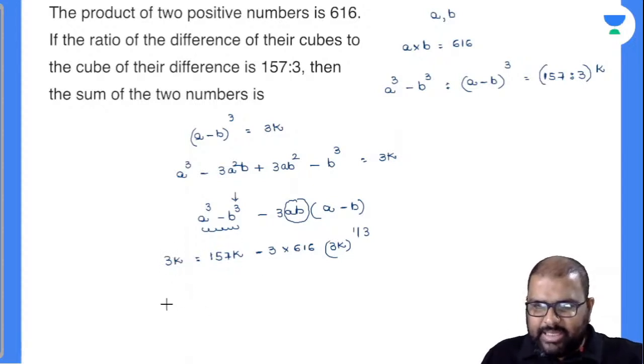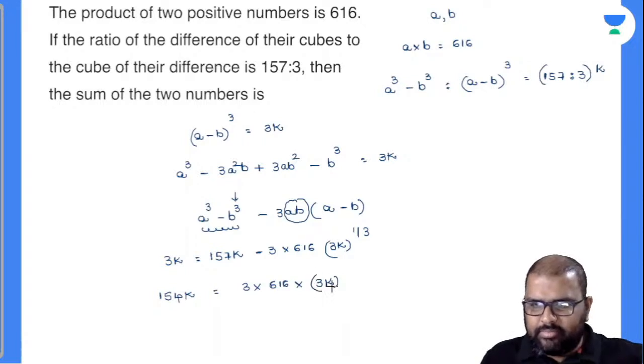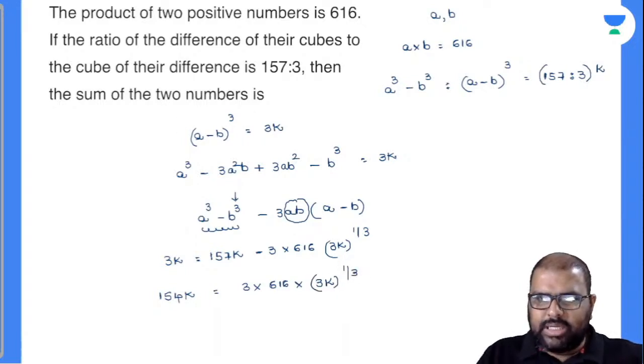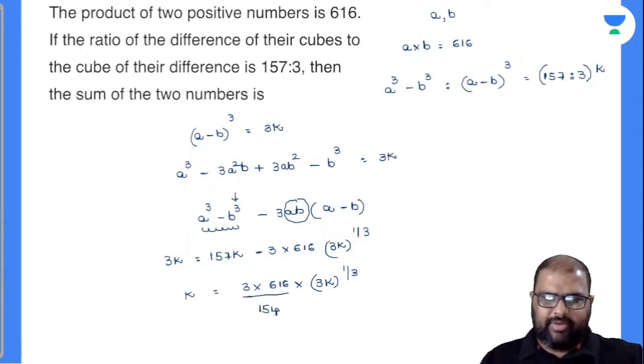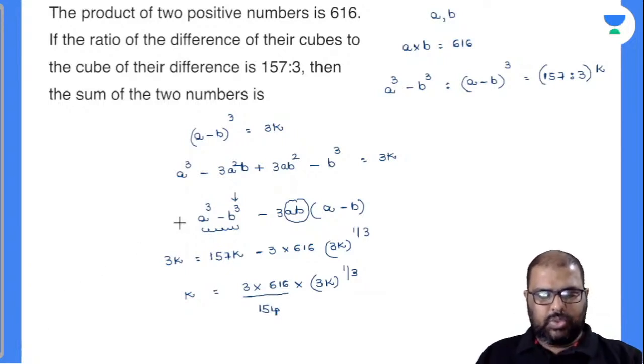So 157k minus 3k will be 154k is equal to 3 into 616 into 3k whole to the power of 1 by 3. So see here, what I will do is I will take down this 154 also here, divided by 154. Now can you calculate all these things? 154 4s are how much? 6496.